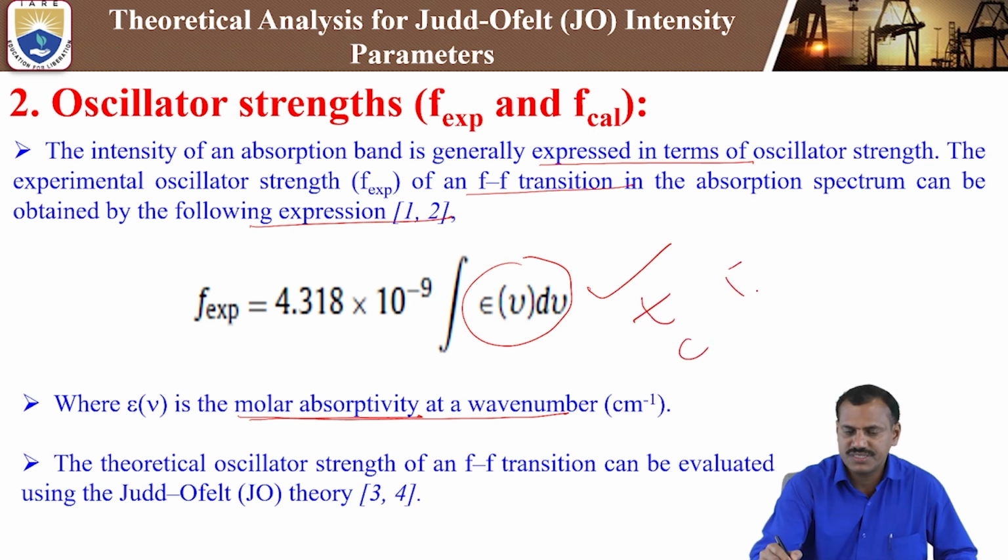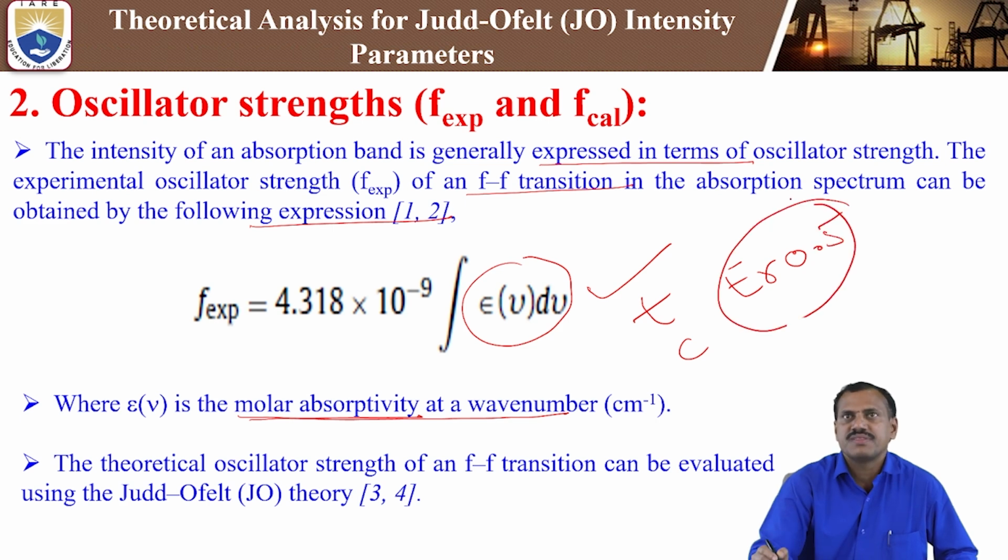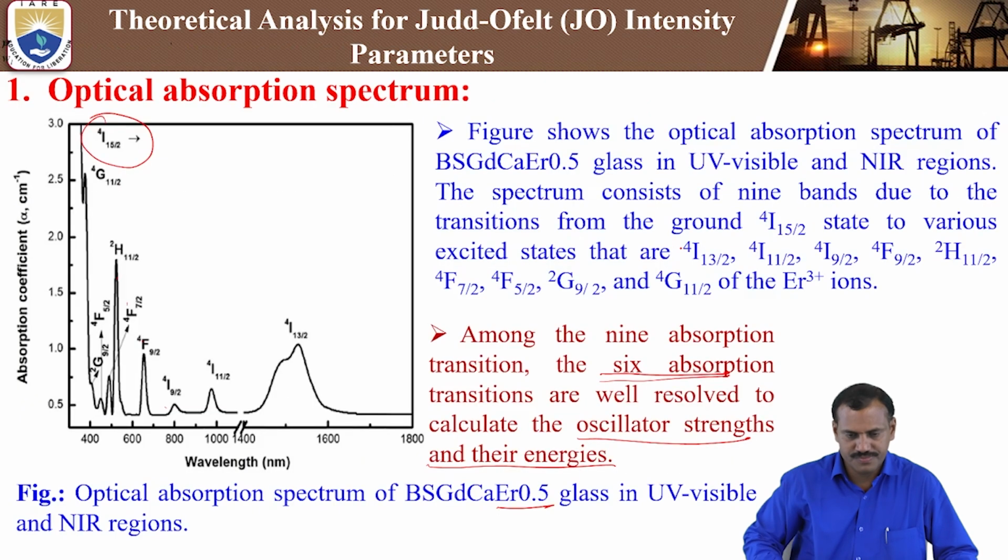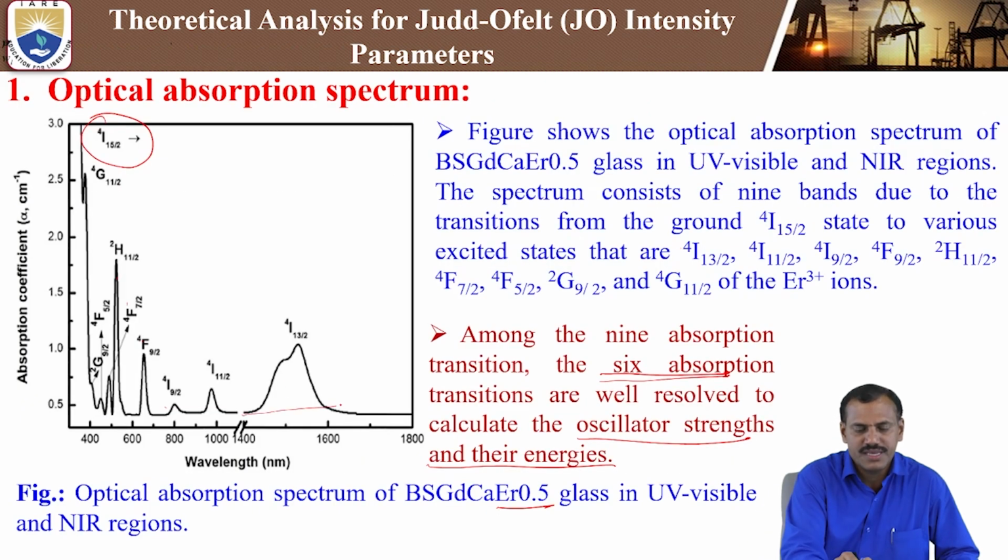Here we are using an erbium concentration of 0.5 mole. In particular, for the erbium 3+ ion, the thickness and concentration are required. We use both of these to calculate, and we also need to calculate the area under the absorption curve. For each and every absorption peak, we have to calculate the area, this complete area, by using graph sheet, or we can use Origin.